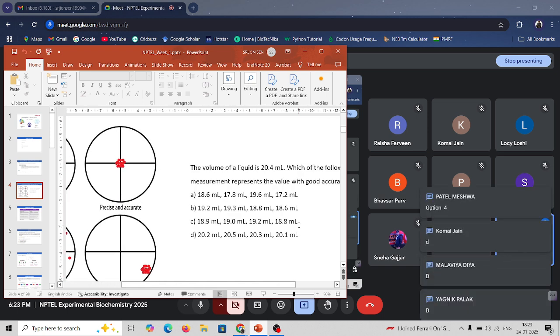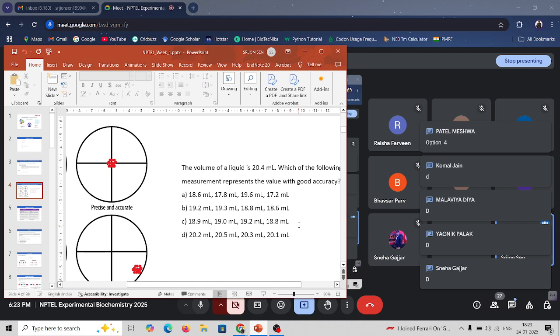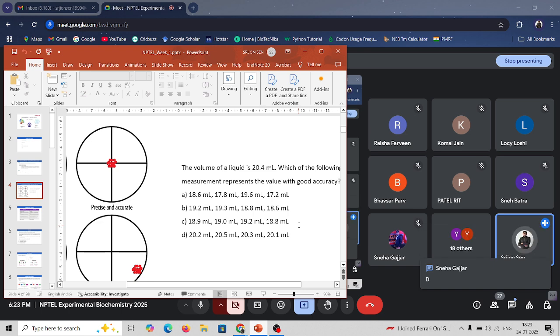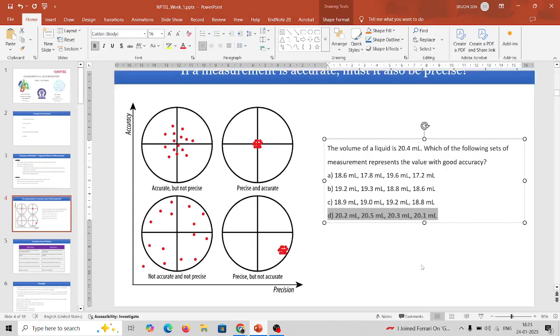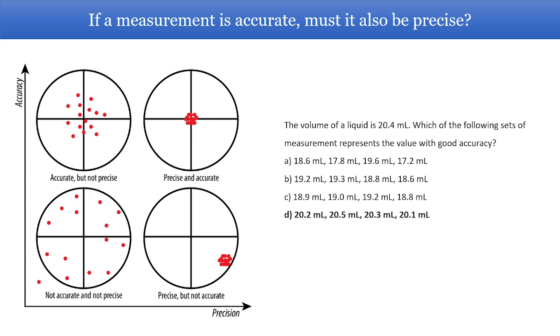Option D. Okay. Why do we call it so? Yes, because we need to calculate the mean of all the values over here. Yes, accuracy, we can understand if the mean is very close to the accurate or known value. Fantastic. So D is the correct option. I will just mark it over here. Yes, because the mean of D comes to about 20.4 ml. For the others, it is not. Yes, absolutely, D is the correct option. Okay, let's move on then.